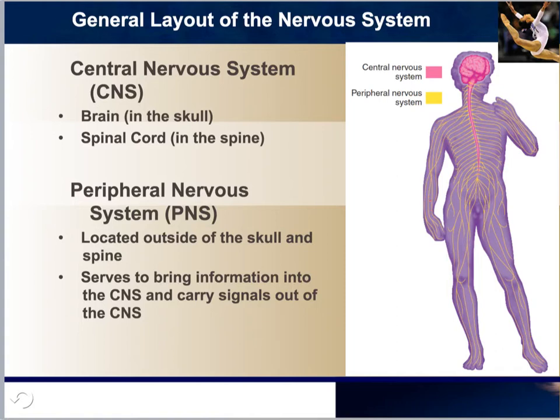Again, the central nervous system is composed of the brain and the spinal cord, whereas the peripheral nervous system is located outside the skull and the spine, and it serves to bring information into the CNS and also carry signals out of the CNS.